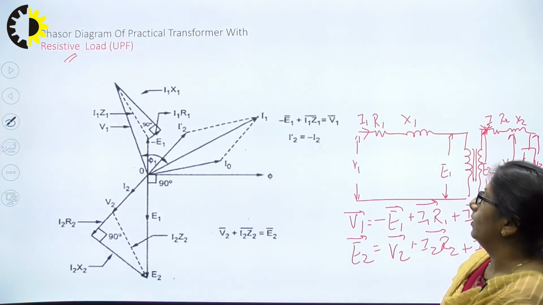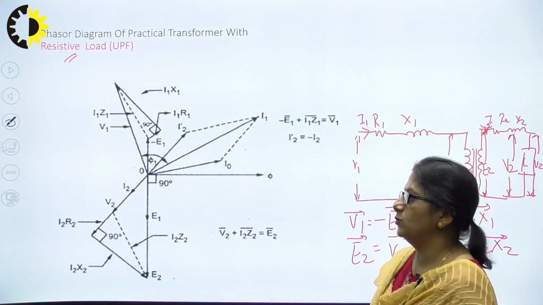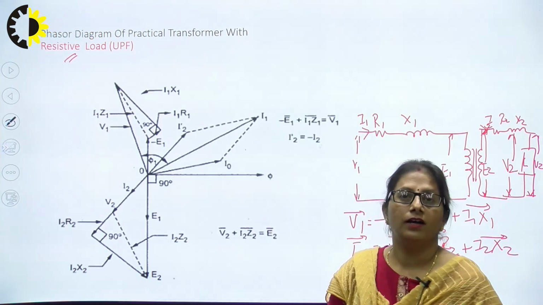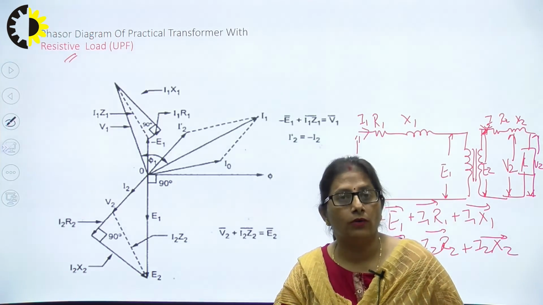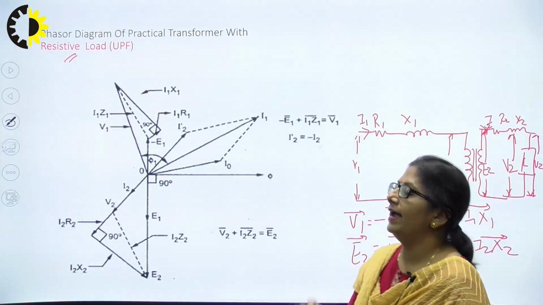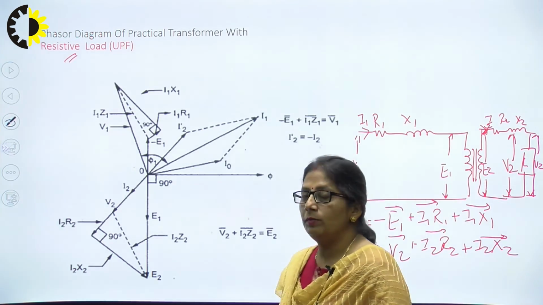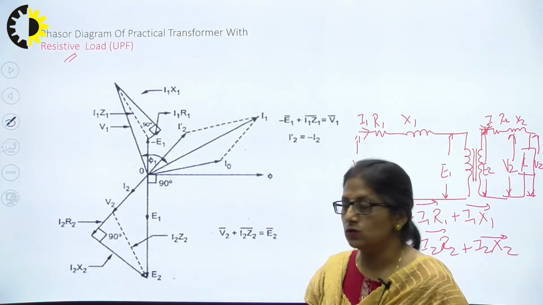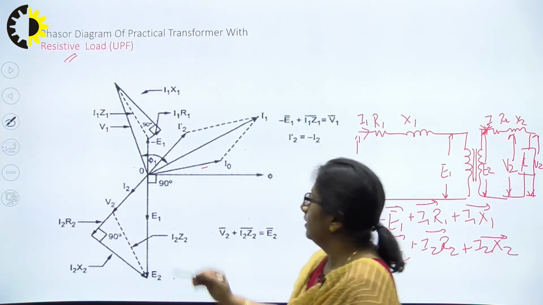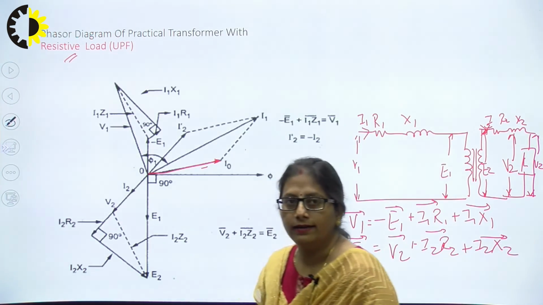Now, starting with the reference, which quantity has to be taken as reference? The quantity we will take as reference has to be the flux, because this is the quantity which is common to both the primary and the secondary circuit. So we'll consider the flux as our reference phasor. Then we'll plot the no load current I naught, whose magnitude is very small.